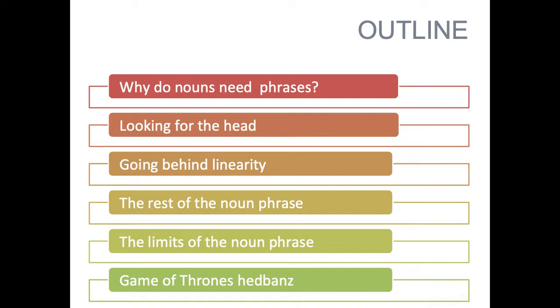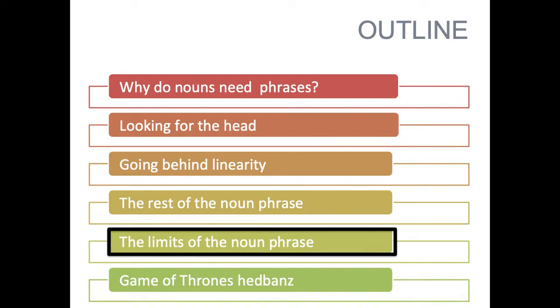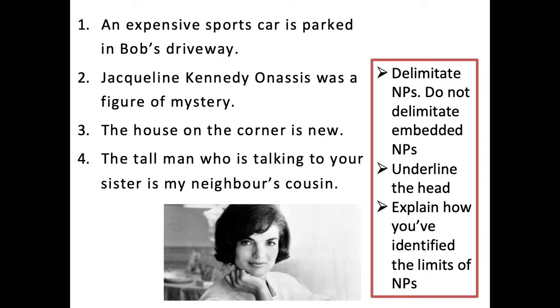Okay, so now we're going to talk about the limits of the noun phrase. Right, and we'll look at those examples to see how you can identify the limits of the noun phrase. Right, so the idea here will be to delimitate NPs, identify the head. We will not talk about embedded NPs. And then, more importantly, explain how we've identified the limits of NPs.